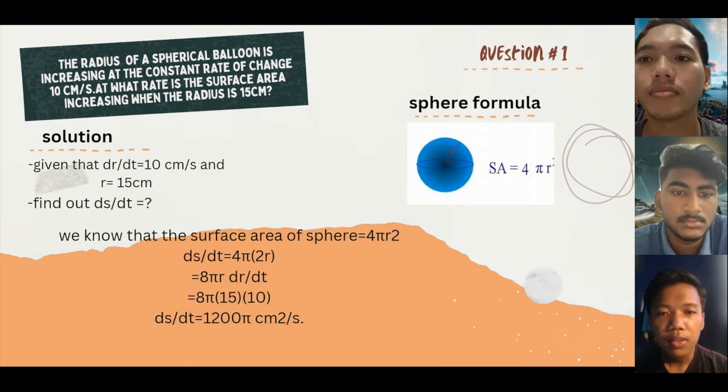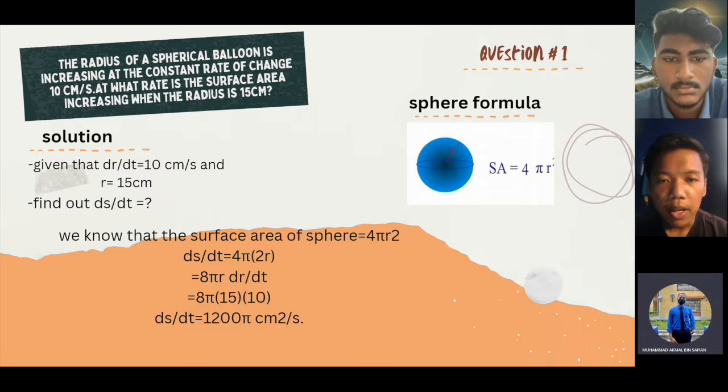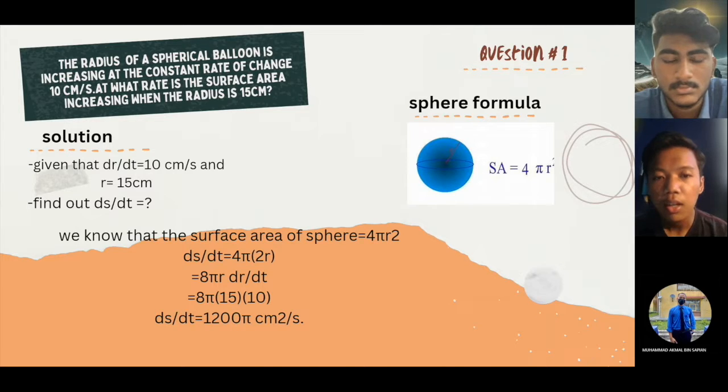We know that the surface area of a sphere equals 4 pi r power of 2. ds over dt equals 4 pi bracket 2r, which equals 8 pi r dr over dt, equals 8 pi bracket 15 times 10. ds over dt equals 1.2k pi cm power of 2 per second.